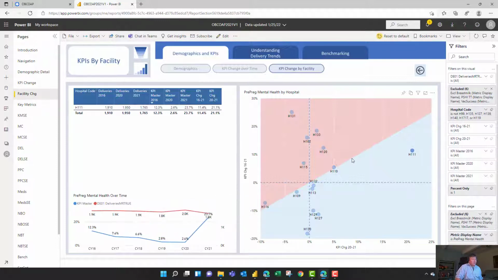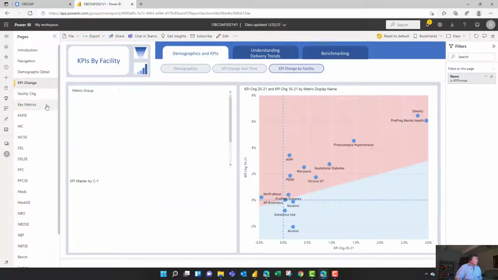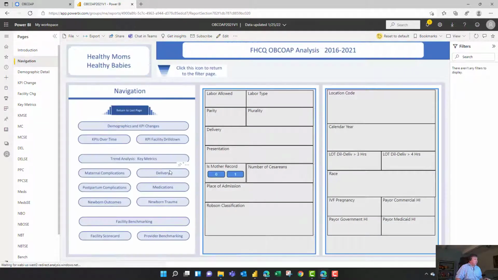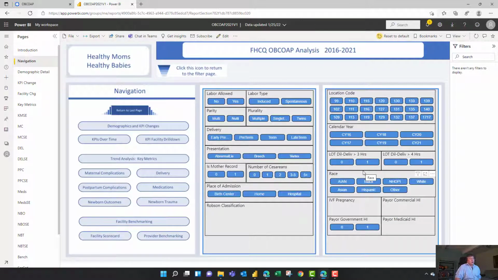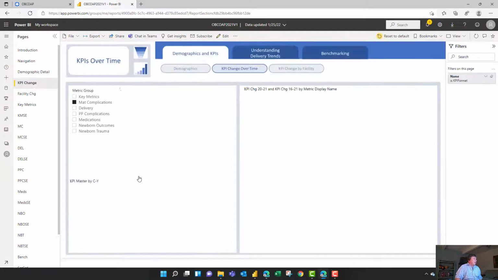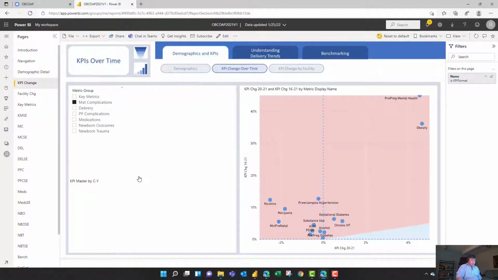I really like this view because I think it will allow users to really drill in and understand where they could be at risk. And one way to do that would be to go back to the navigation pane and select a single facility. So if you are interested in what's going on with your own facility, let's say, 135. And then when we come to the KPIs over time, what we're looking at is just for that one facility.